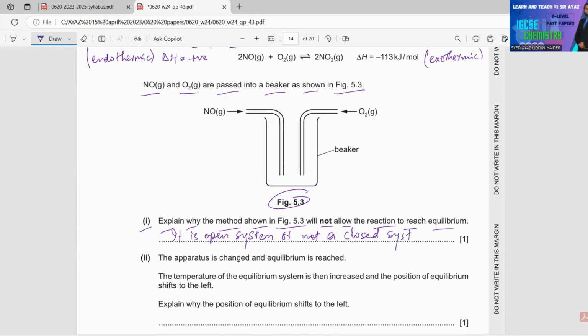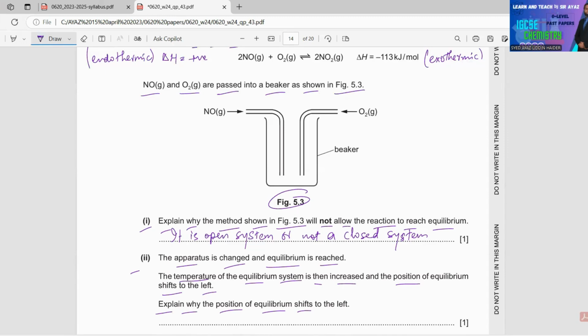For a reversible reaction reaching dynamic equilibrium state, it must be in a closed system. Number 2, the apparatus is changed and the equilibrium is reached. The temperature of the equilibrium system is then increased and the position of equilibrium shifts to the left. Explain why the position of equilibrium shifts to the left.